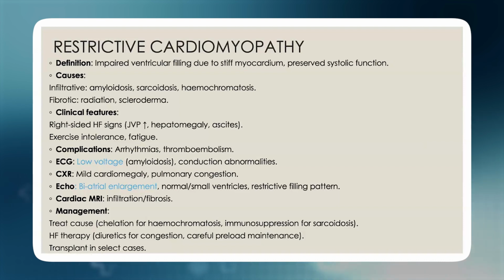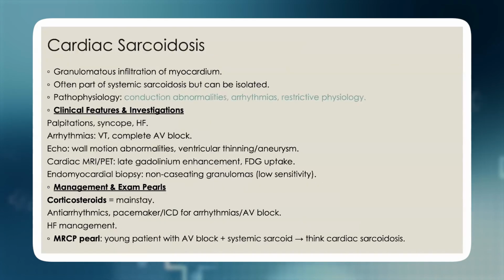Cardiac MRI is almost always diagnostic, which will show infiltration or fibrosis. Management is treating the cause. There is no particular therapy especially for restrictive cardiomyopathy. Chelation for hemochromatosis, immunosuppression for sarcoidosis, and transplant in selected cases. Remember, this is not DCM, so you cannot use ICDs or CRTs to improve function because EF remains normal.